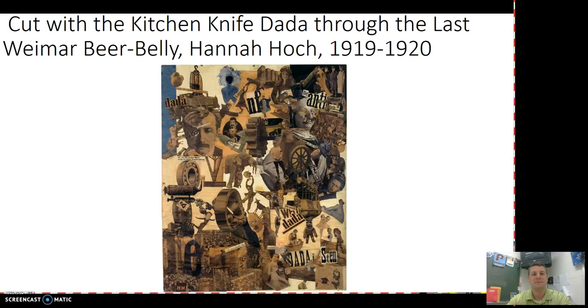Okay. Another example of the Dada movement. This was in your textbook. Cut with the Kitchen Knife Dada Through the Last Weimar Beer Belly. This is Hannah Höch, 1919, 1920. The various elements here, it looks haphazard, but you have a form to this. Lots of commentary on the Dada movement, people being anti-Dada and saying that it's not really art.